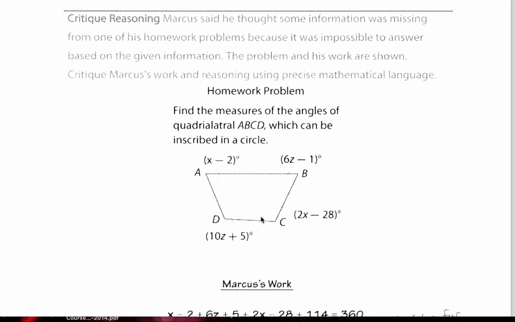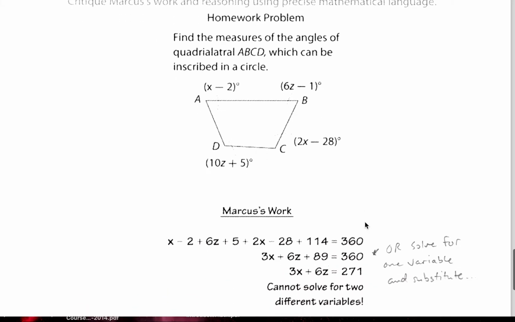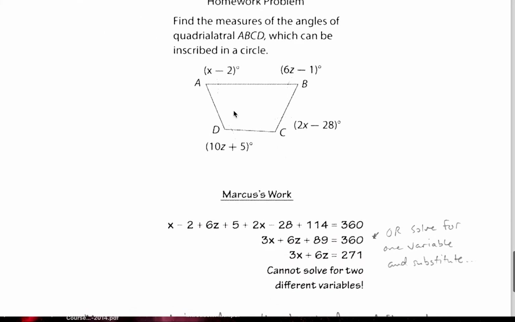Here we're given an example where we're told that this quadrilateral could be inscribed in a circle. So even though it's not drawn in a circle, we're told it could be. So that means that opposite angles are supplementary. And so this student, maybe because it wasn't drawn inside a circle, or maybe because they didn't know the theorem, tried to set it up so that all 4 angles added up to be 360, but then they got stuck because there were 2 different variables.